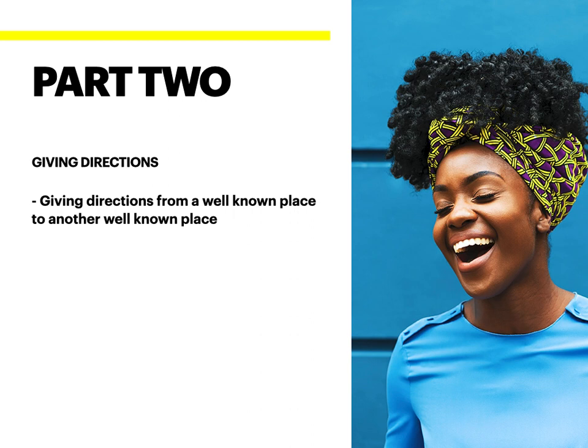Okay, part 2 of your test is going to be giving directions from a well-known place to another well-known place. And when I say well known, I mean well known to the people that are taking this test. You're going to be giving directions to yourself. You are going to be signer A and signer B in this part of the test as well.